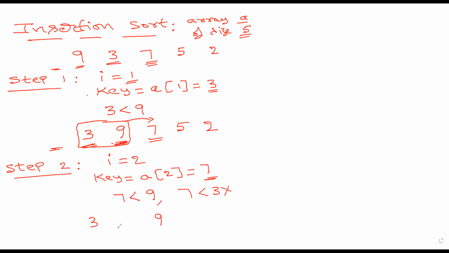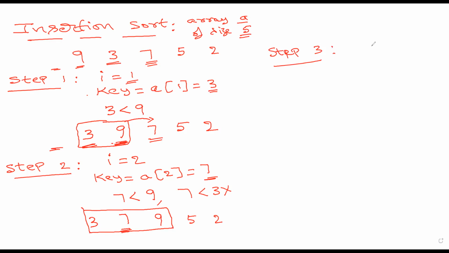Now, what is the position left out? The first position is left out. No element is present there. So keep our key element in that position. The remaining part of the array is as it is. So at the end of step 2, what we got? Up to the second position, the elements are in order: 3, 7, 9. Next, step 3.